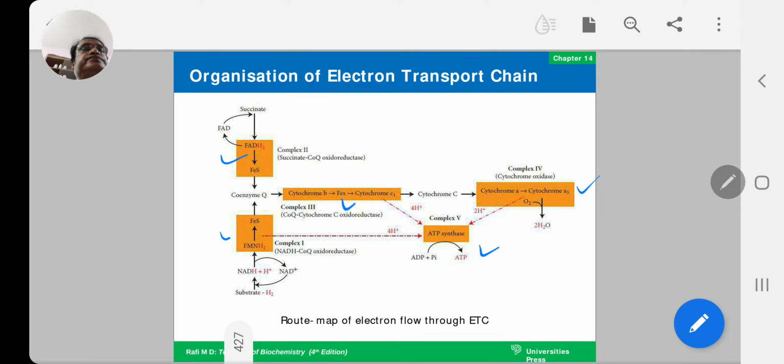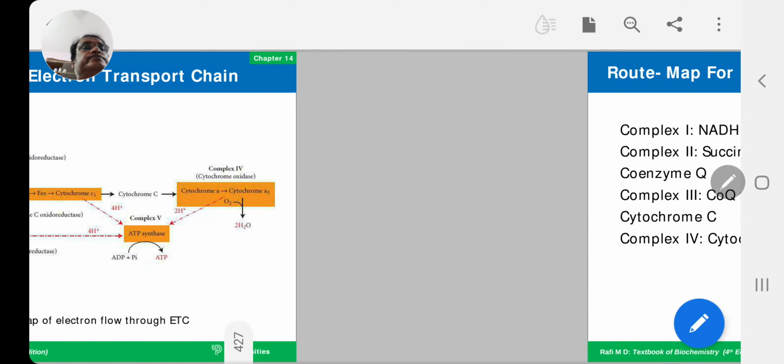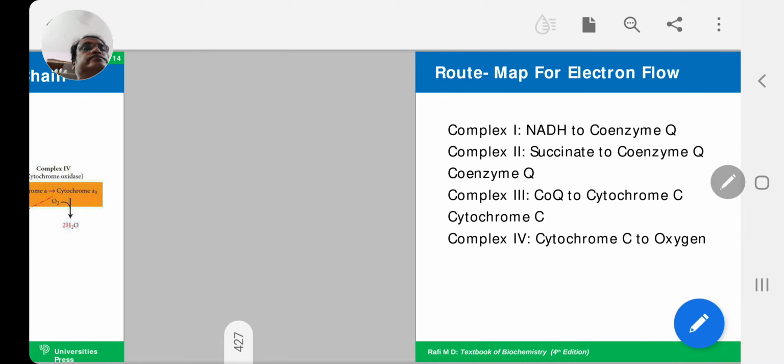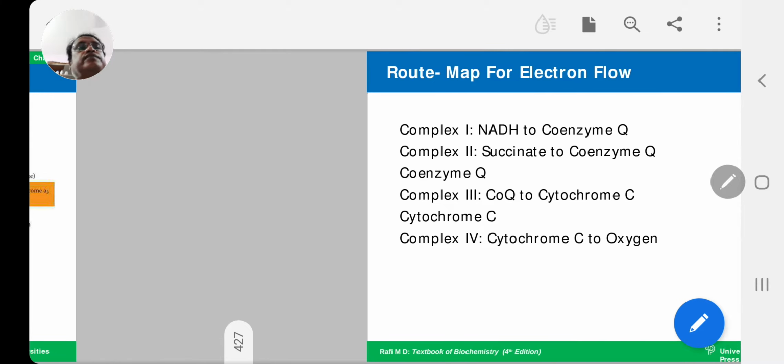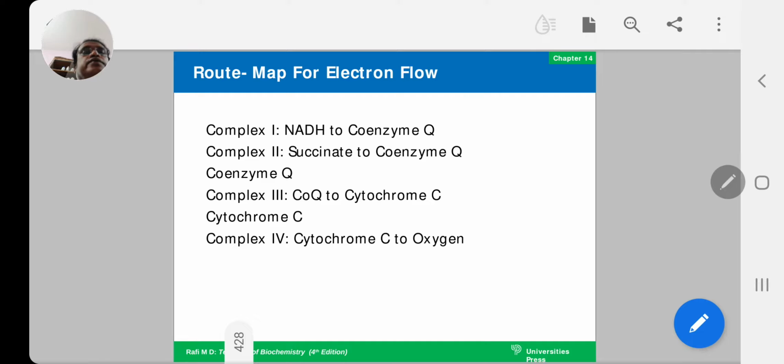Now, map for electron flow. How electrons flow from different complexes.